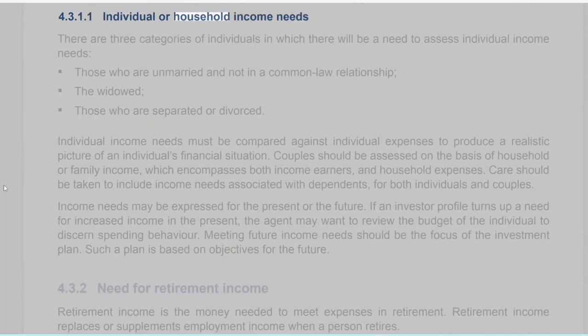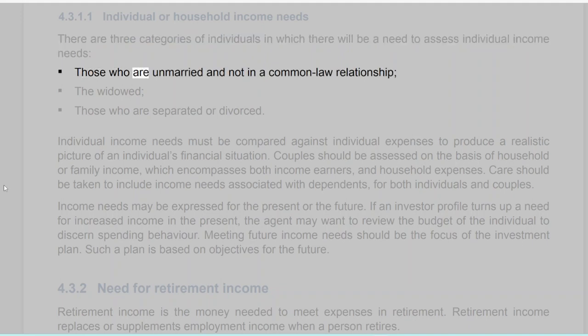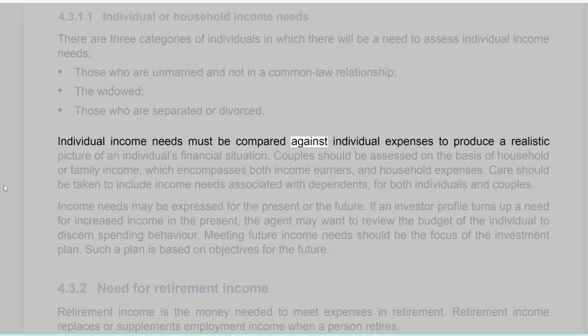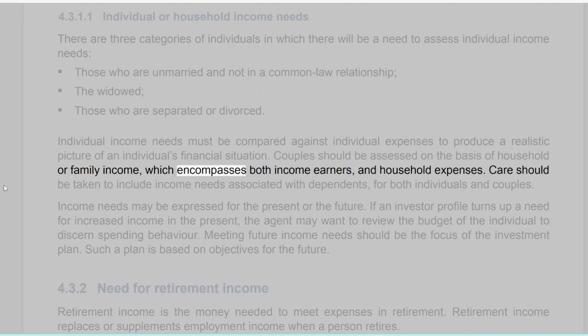4.3.1.1 Individual or household income needs. There are three categories of individuals in which there will be a need to assess individual income needs: those who are unmarried and not in a common law relationship, the widowed, and those who are separated or divorced. Individual income needs must be compared against individual expenses to produce a realistic picture of an individual's financial situation. Couples should be assessed on the basis of household or family income, which encompasses both income earners and household expenses.